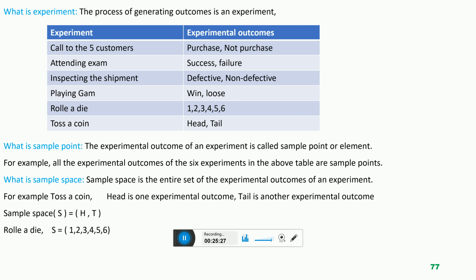Sample points mean the outcomes of an experiment. These are called sample points. What is sample space? Sample space is the entire set of the experimental outcomes of an experiment. I'm again repeating, sample space represents the set of the experimental outcomes of an experiment. The total outcomes of an experiment is called sample space. I'm again repeating, the set of the total outcomes of any experiment is called sample space.